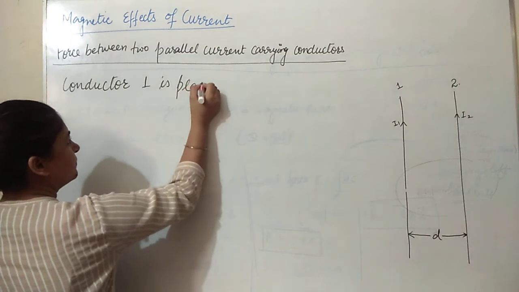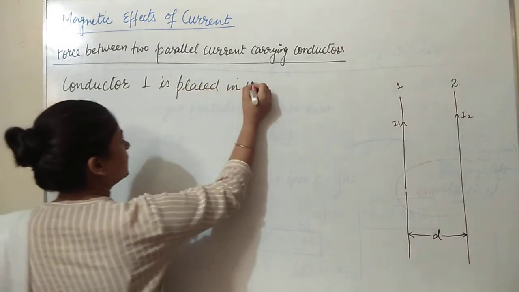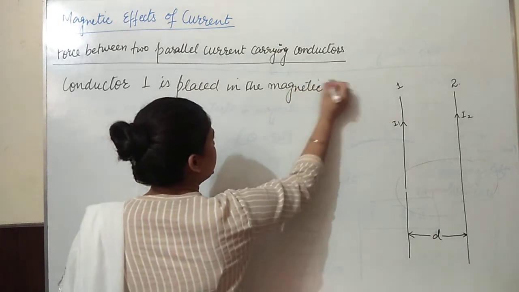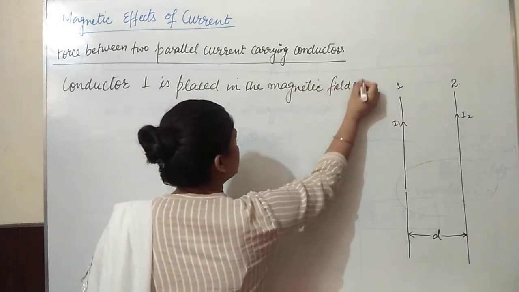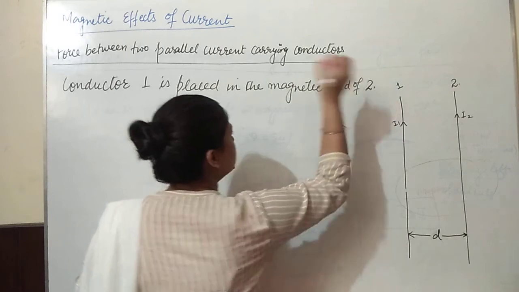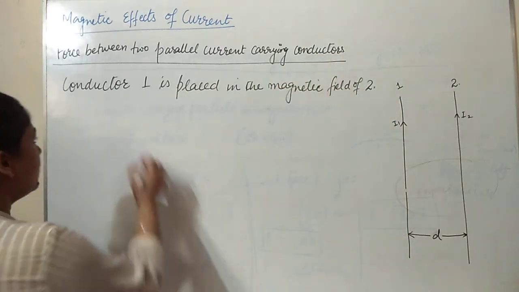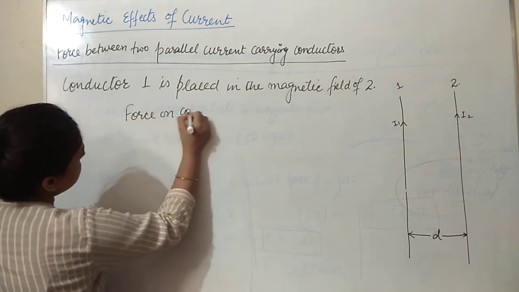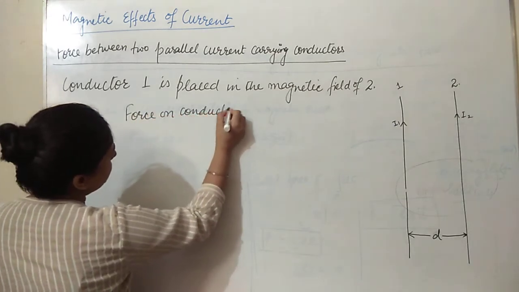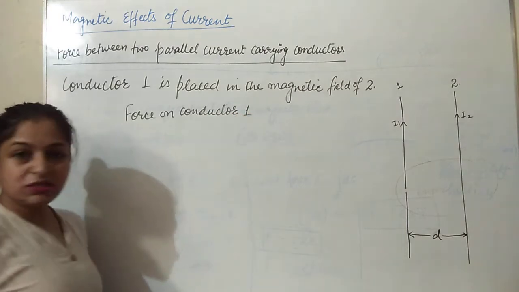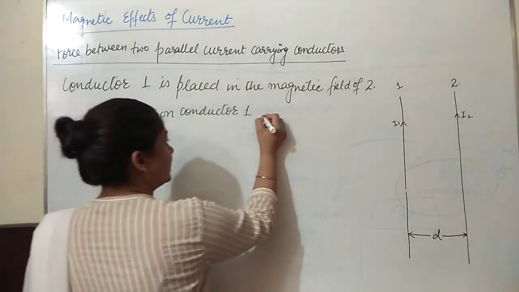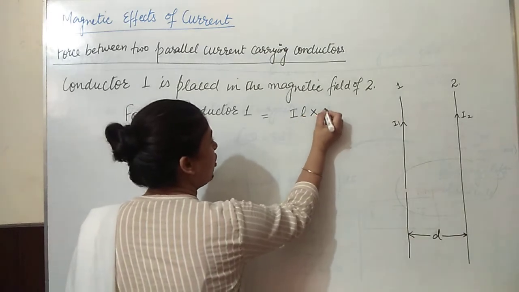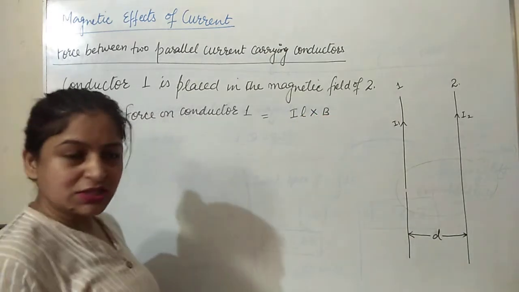Conductor 1 is placed in the magnetic field of conductor 2. So what is the force on conductor 1? We know the formula of the force: IL cross B. This is the formula.